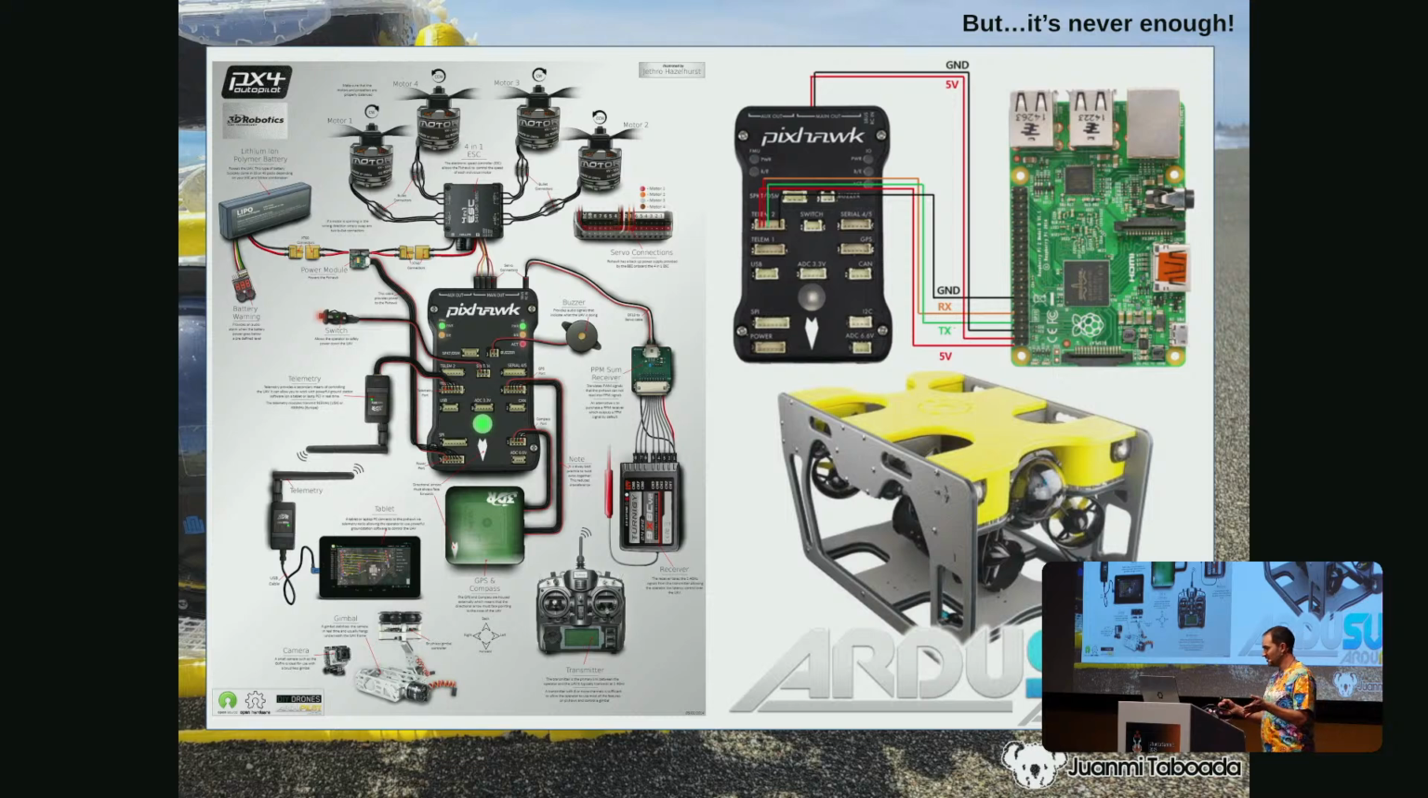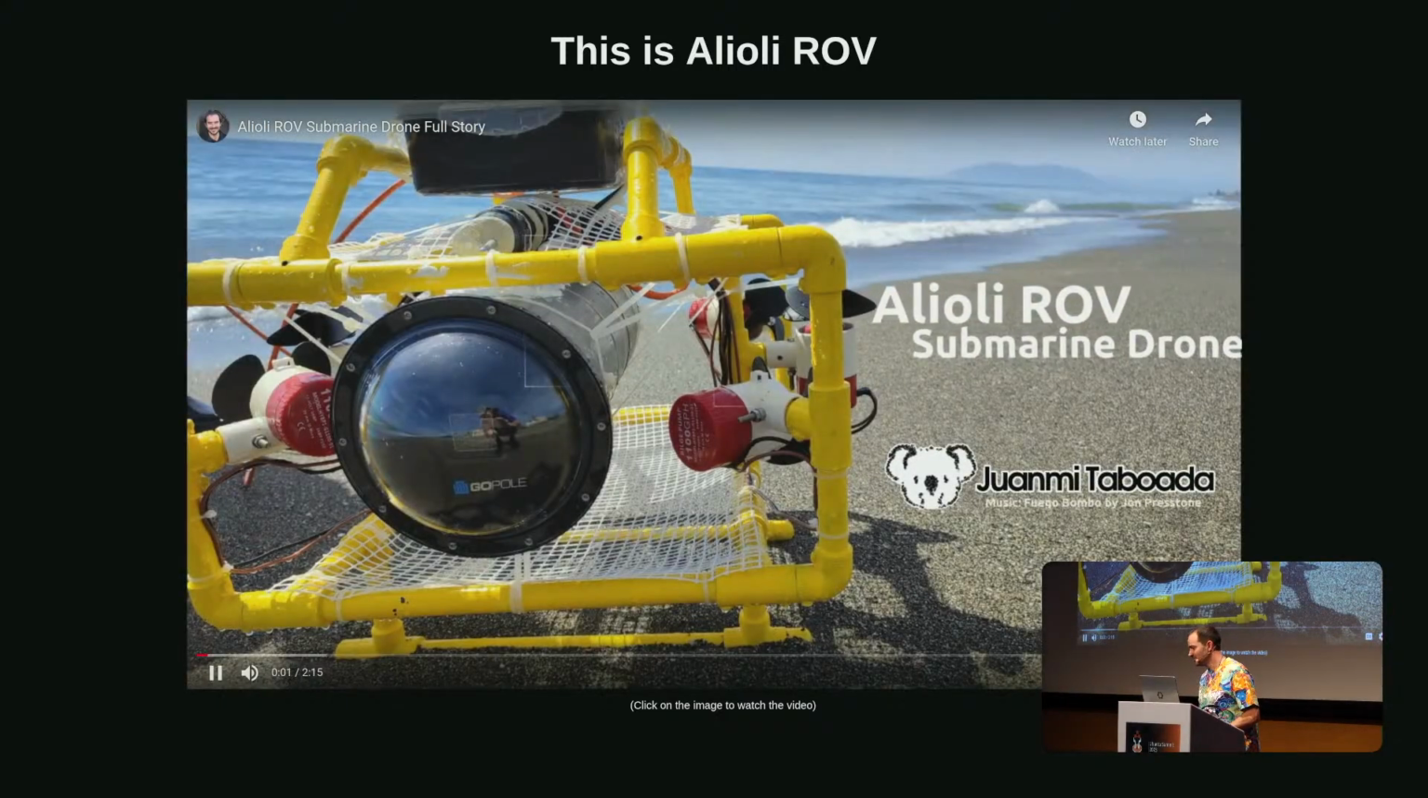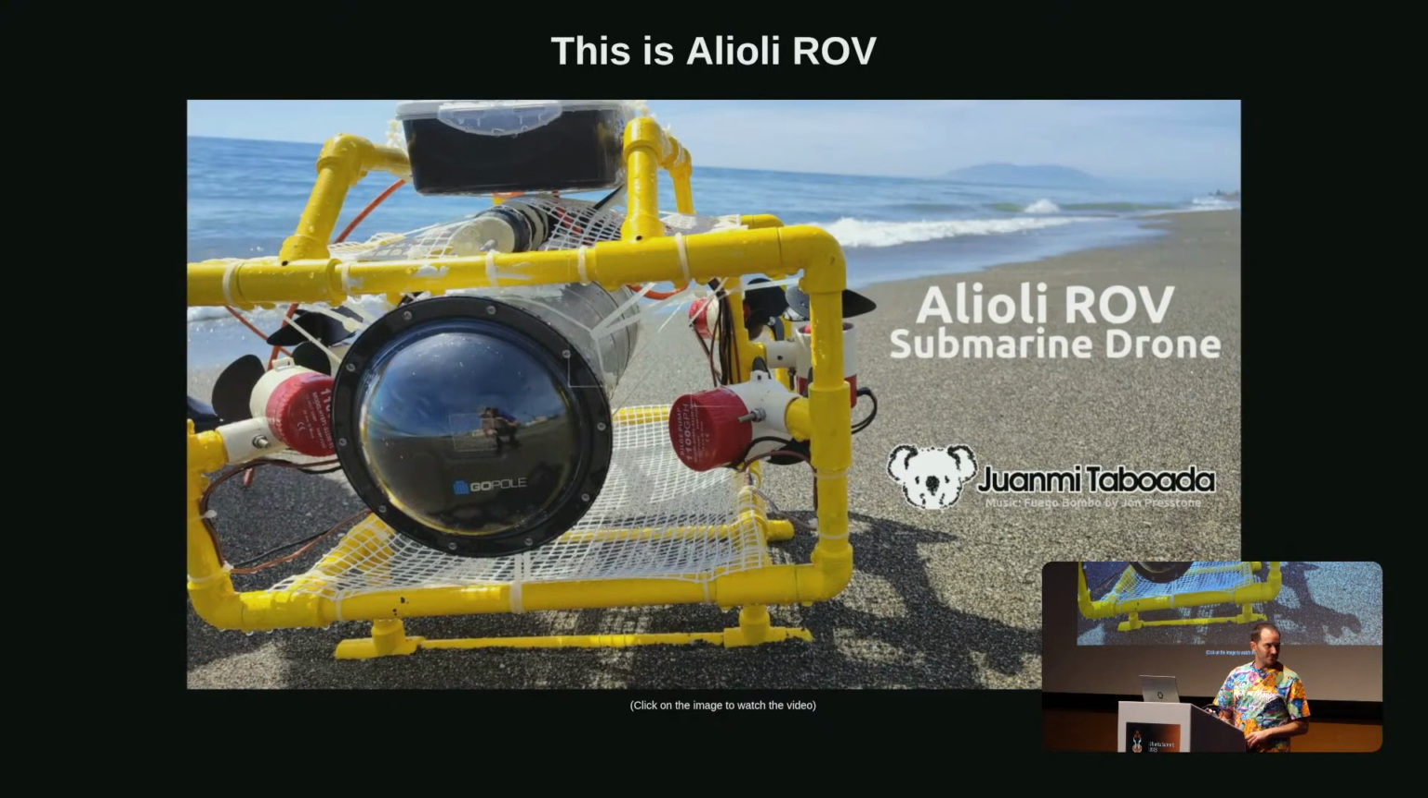But still, what I learned from here is that with just a Raspberry Pi and Pixhawk, you can have a submarine. Of course, it's not that simple. You need many components, but many of the drones that you are using in the air already work with it. So why not, you know? And this is Alioli.